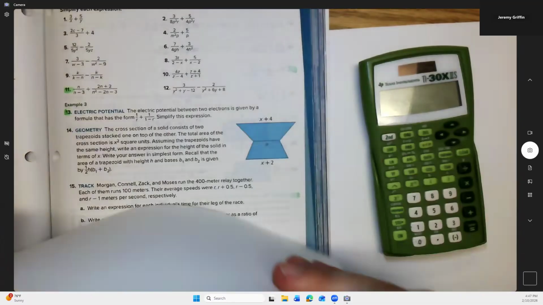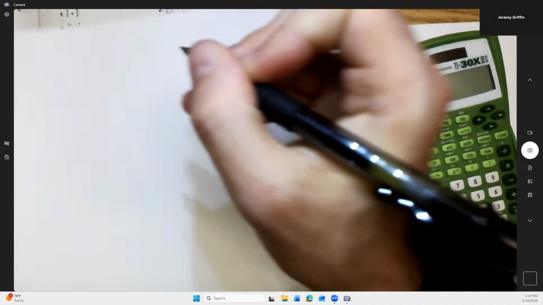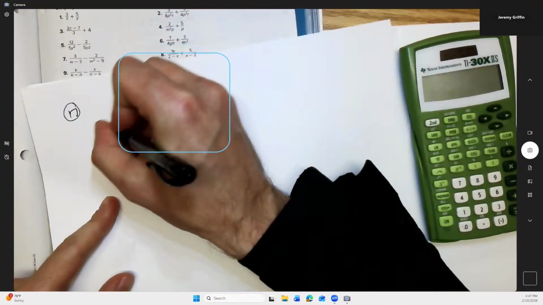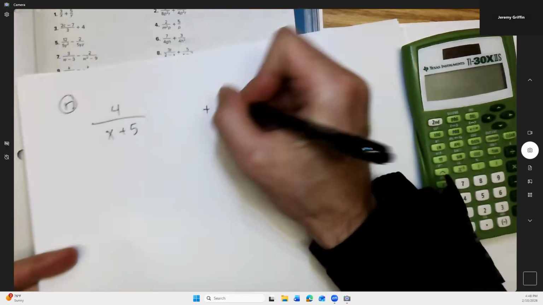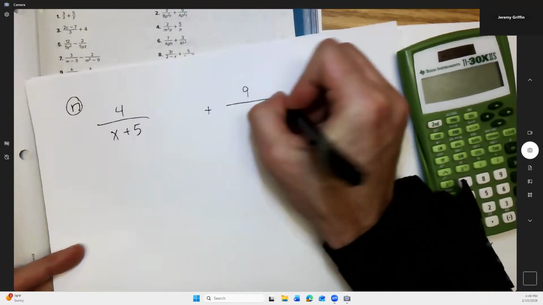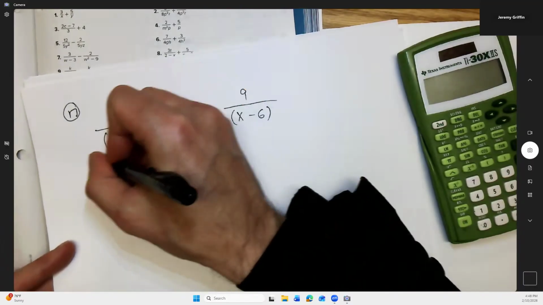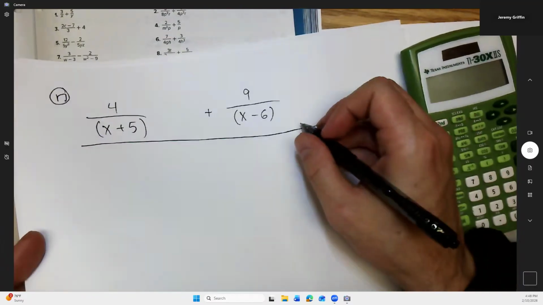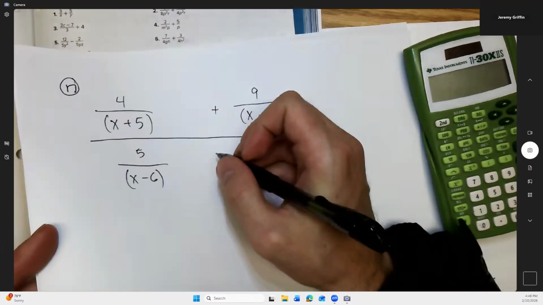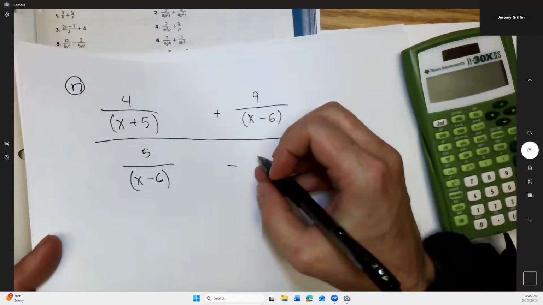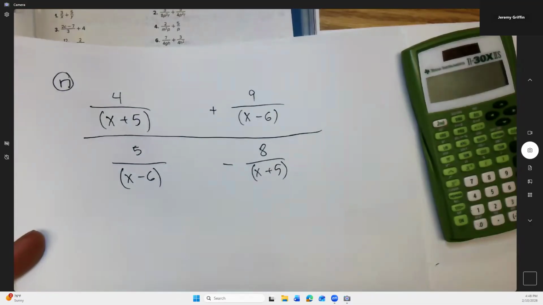So it's next here. Number 17. I got 4 over x plus 5, and then leave a space, so plus 9 over x minus 6. This whole thing divided by 5 over x minus 6, and then leave a space, minus 8 over x plus 5. Yeah, I think that's right.